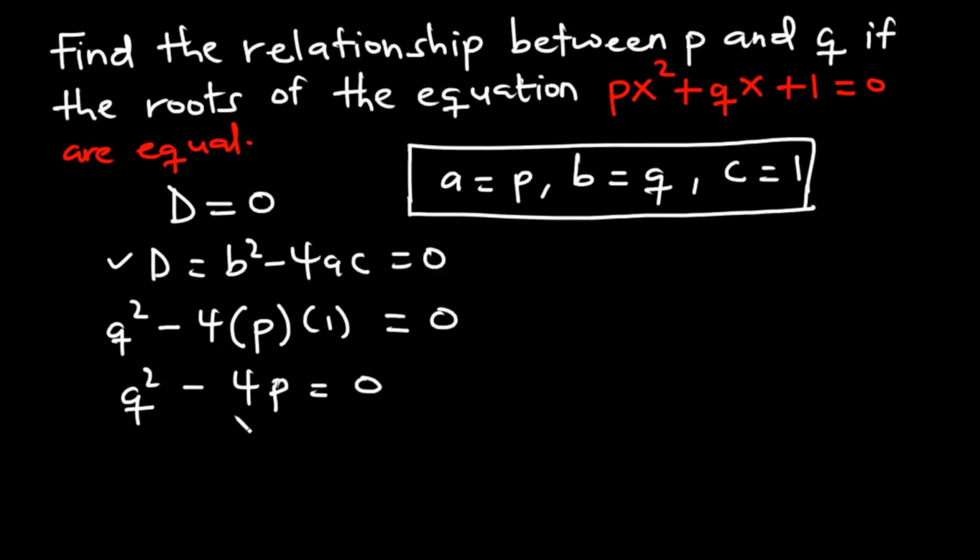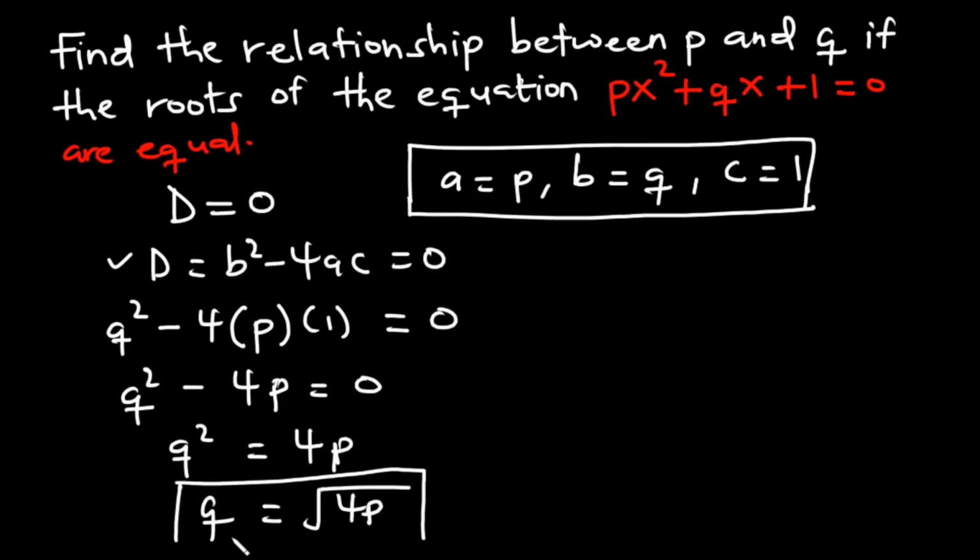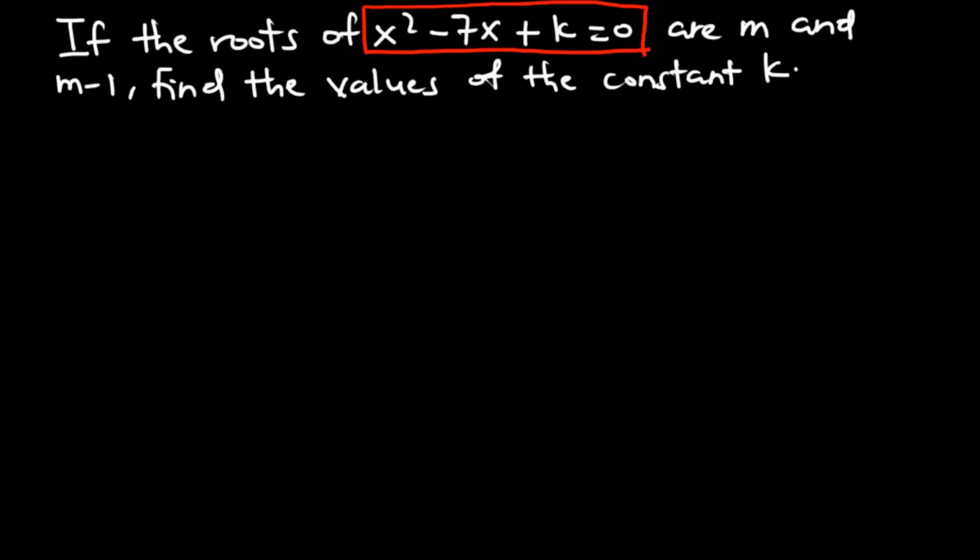So we transpose negative 4P to the right hand side, and we have Q squared is equal to 4P, and then Q is equal to the square root of 4P. So this is the relationship between Q and P. That's very simple. Now let's try this question together.